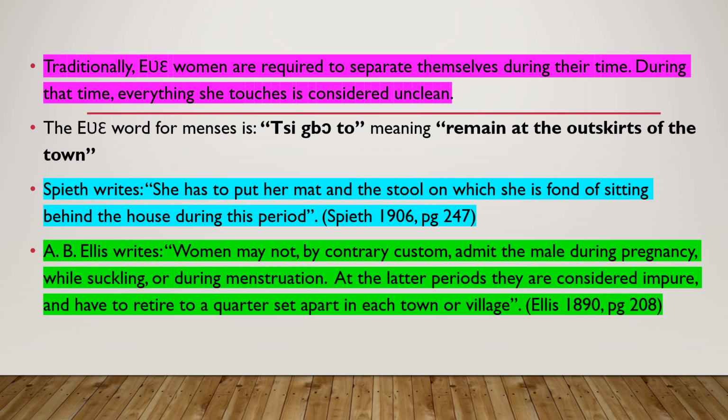Spears writes in his book The Ewe People of German Togoland, she has to put her mat and the stool on which she is fond of sitting behind the house during this period. We find this on page 247. A.B. Ellis writes in his book titled The Ewe People of the Slave Coast of Africa, women may not, by contrary custom, admit the male during pregnancy, while suckling, or during menstruation. At the latter periods, they are considered impure and have to retire to a quarter set apart in each town or village. We find this in Ellis, page 208.